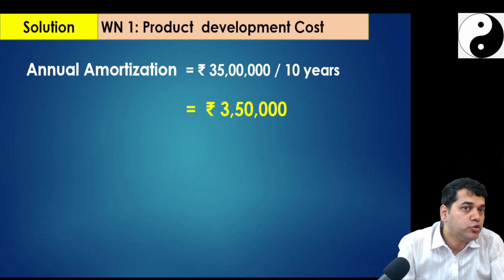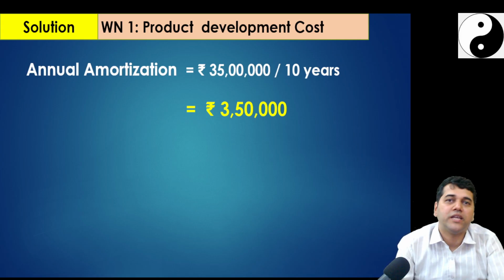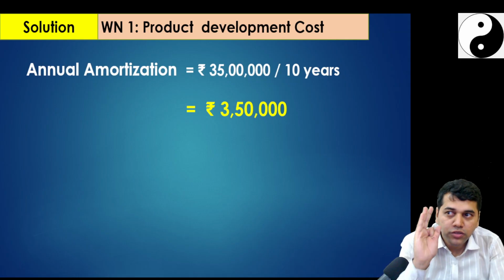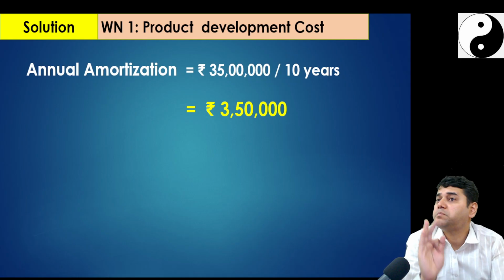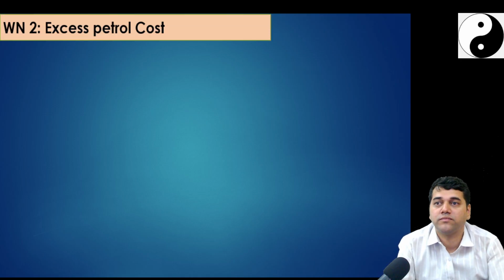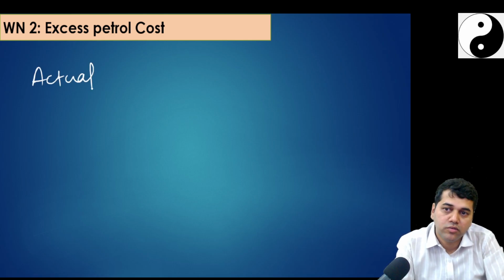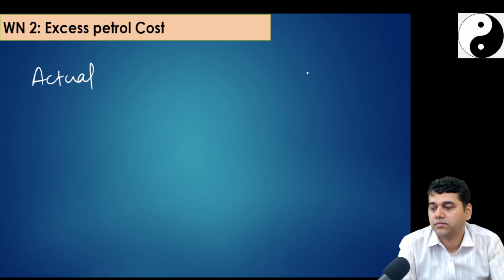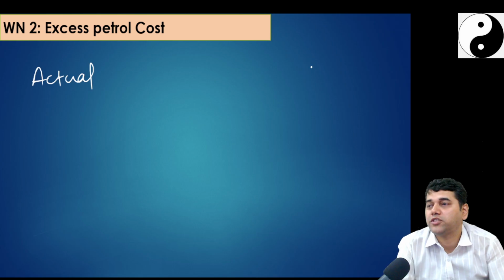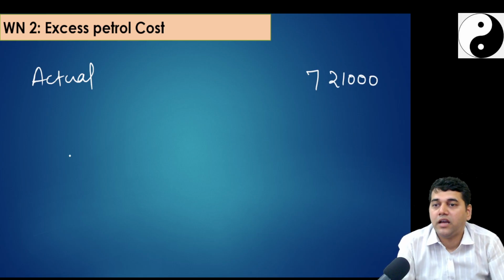I would have put that like this, but I want you to think and tell me. What you said is perfect, 100% correct. The next working note is for the petrol cost. There is some disallowance, no? So I need to do one working note. How much is my actual cost? 7,21,000.